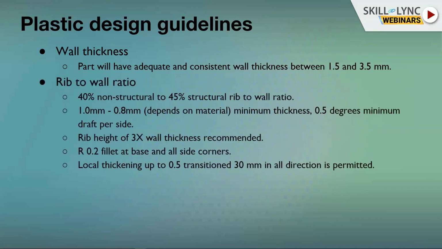After the wall thickness, the next important aspect will be the rib to wall ratio. Whenever you see ribs on the B side surfaces of the plastic part, the rib thickness at the base will be 40 to 45% of the wall thickness.